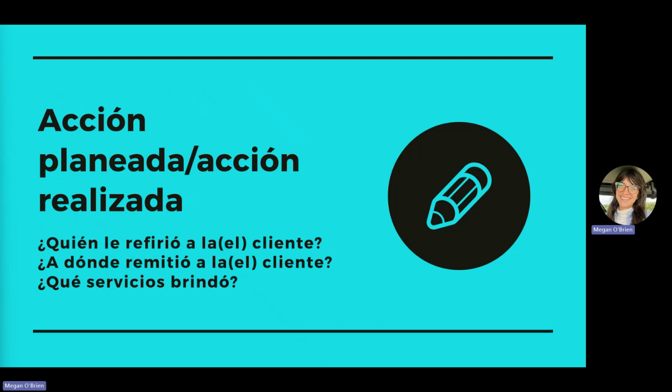Then there's a section on planned action or actions taken on the intake form. And this is going to ask questions like who referred the client to you? Where did you refer the client? And what services did you provide?